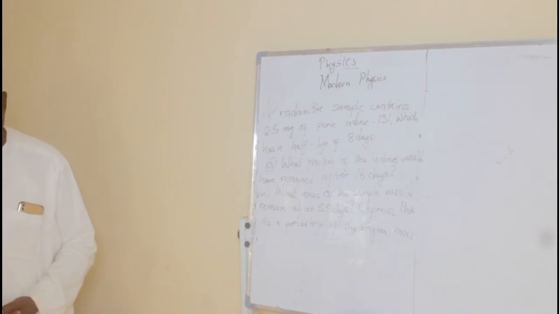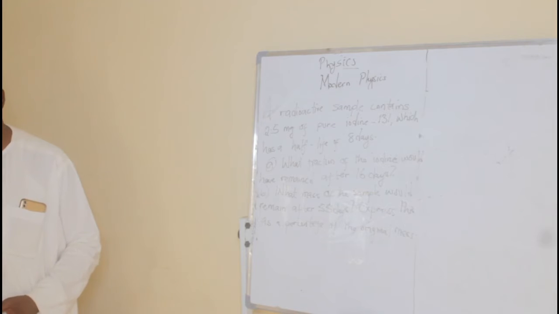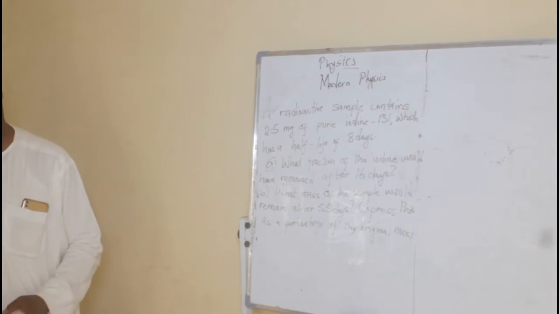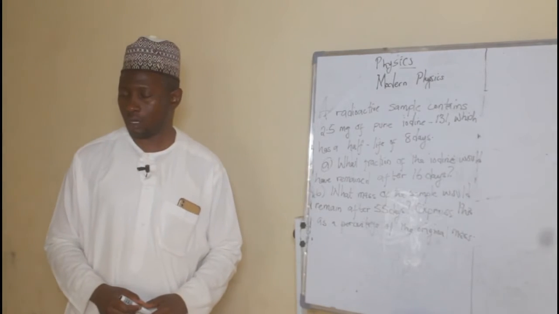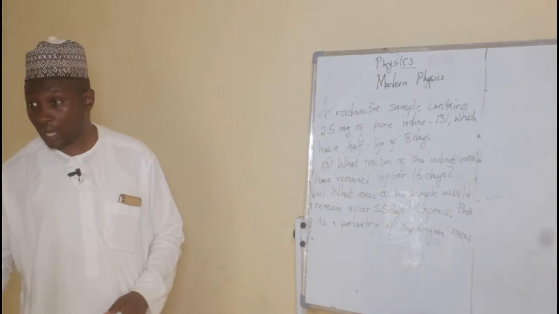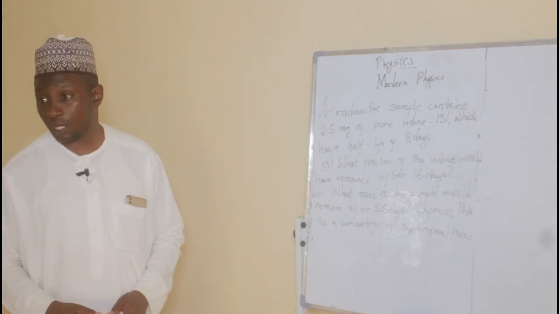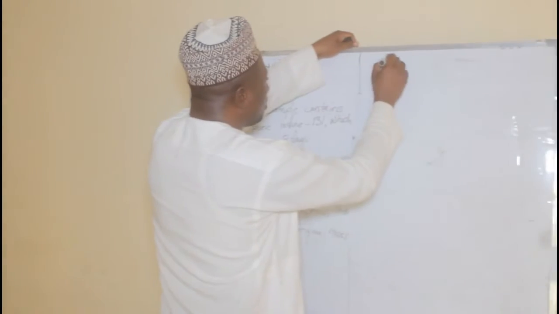Today what we are going to look at is the emission of beta and gamma particles. Beta ray, and then the electron. So I think I will start with the beta particle.